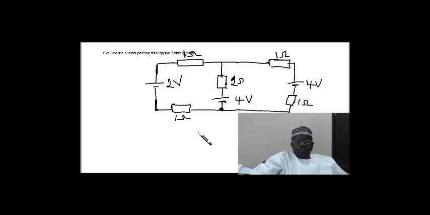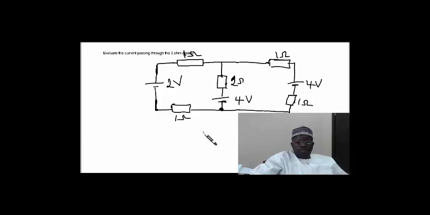Good day, viewers. Here is another question that involves the use of Kirchhoff's law in answering the question. In the circuit, we have the 2 ohm resistor and four 1 ohm resistors. And the question is, we have to evaluate the net current passing through the 2 ohm resistor.